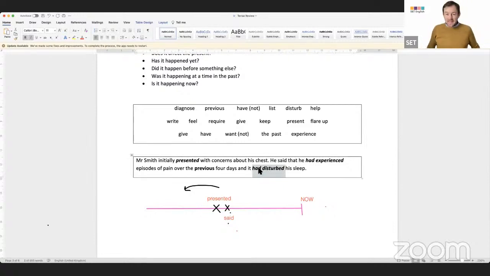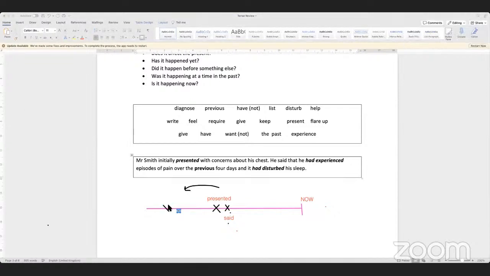Now, I don't think that's very complicated, guys. It's not very complicated when you think, okay, he presented first. We established a time in the past. He said, well, that happened after he presented. And then we've gone back from there. So the pain had disturbed his sleep. And we've got multiple episodes. So it's difficult to say the pain came first and then the sleep disturbance, because it's all multiple. What do we think about that, guys? Do we think, okay, I get that? Or is anyone thinking, no?